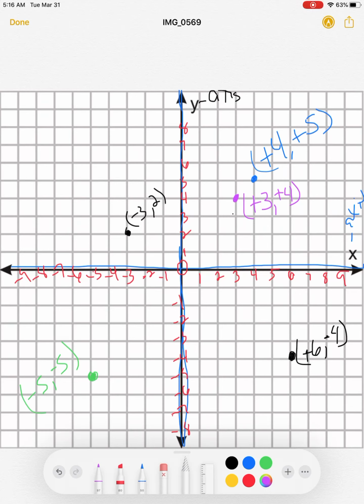I know this is a special time in our history, you all. You got to keep practicing. You got to keep learning. You got to keep learning your math. We can do this, okay?